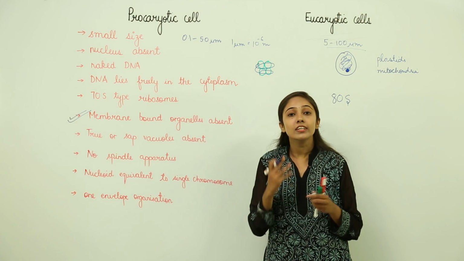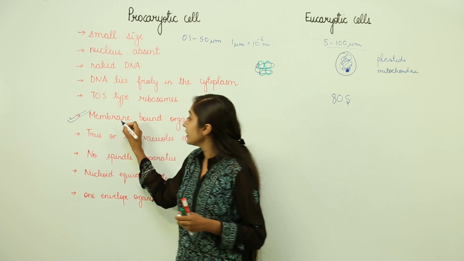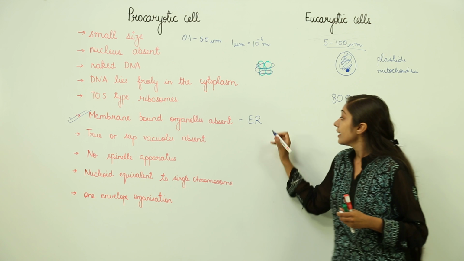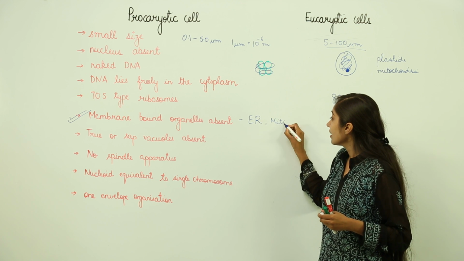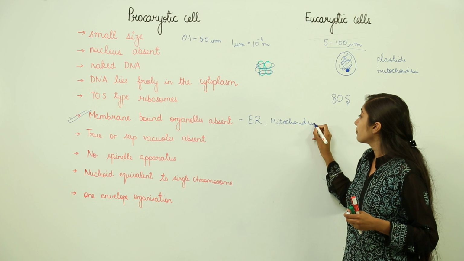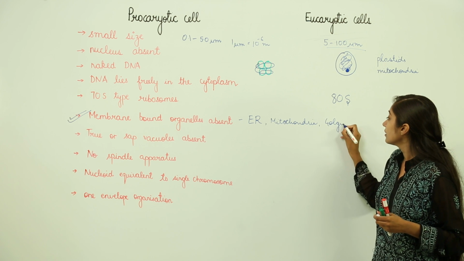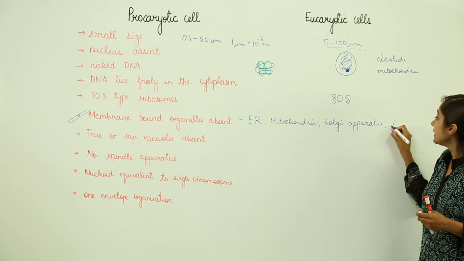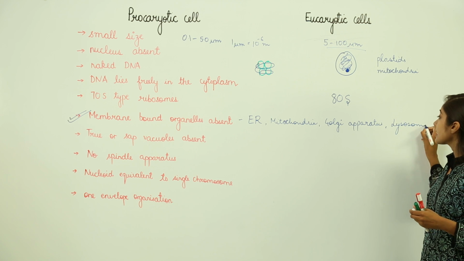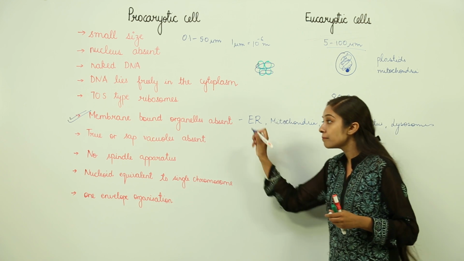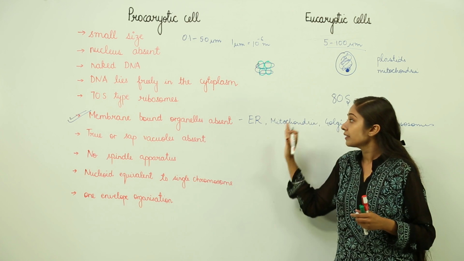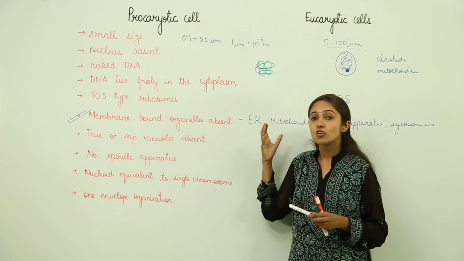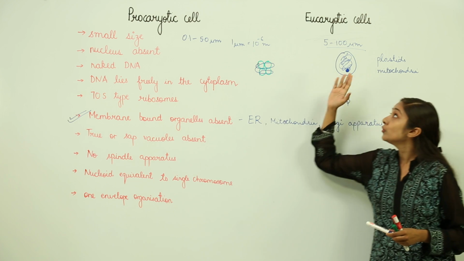Membrane bound organelles. What are these membrane bound organelles? We have ER, I'll write it here. ER is what? It is endoplasmic reticulum, right? Then we have mitochondria, then Golgi apparatus, right? We have lysosomes. These are the membrane bound organelles, right? They have membranes. So these organelles are absent in prokaryotic cells, but they are present in eukaryotic cells.